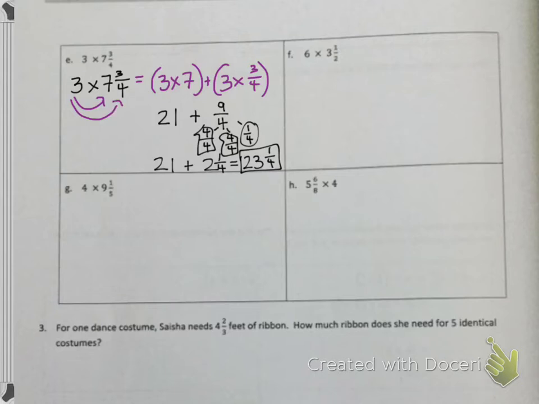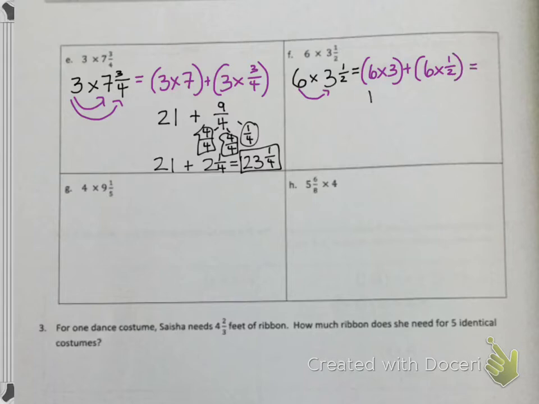Let's work with F. We're going to be doing the same thing using distributive property in order to multiply. So let me rewrite this, and we can start working right away. So I'm going to work with 6 times 3 first. So I'm going to put in parentheses 6 times 3, adding, and then multiplying 6 times 1/2.